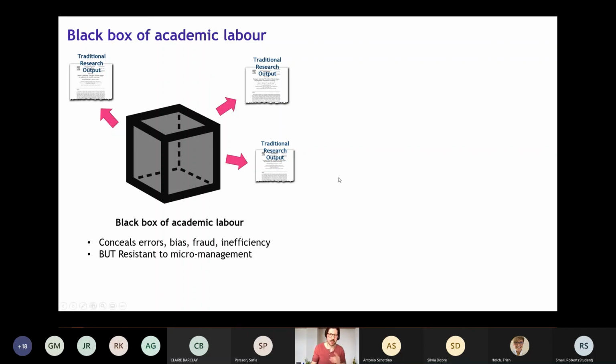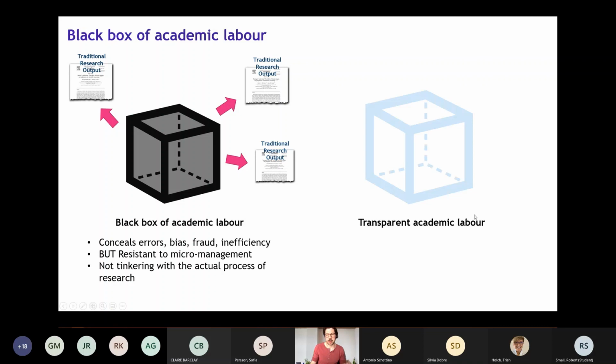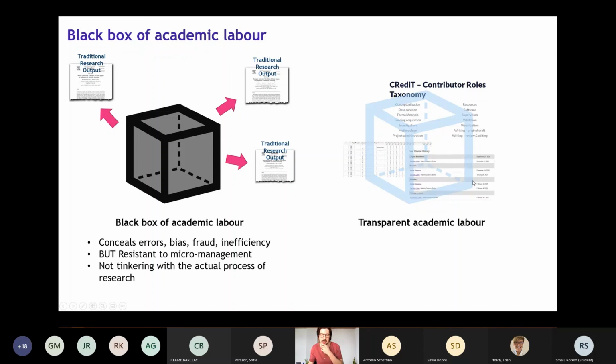So it can't micromanage you. It's not tinkering with the actual process of doing research. Whereas with transparent working, it becomes obvious what your job is and what you do, and the quality of the actual thing that you are doing on a day-to-day basis in terms of analyzing data or whatever.